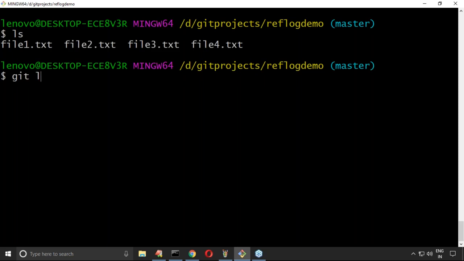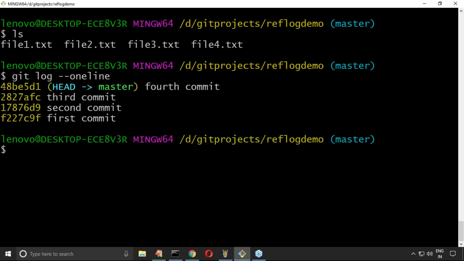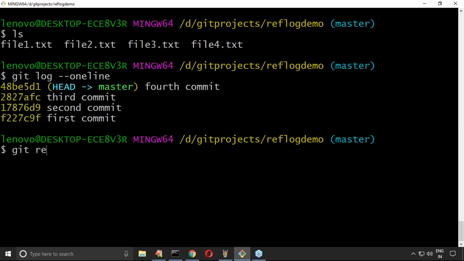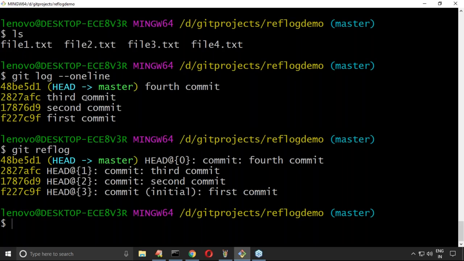Next, how many commits did I do, sir? Git log with the one line option. Now observe carefully, these are the commits. Now take very special care. Git reflog, the reference log. Is it the same or not? Yes, it is the same, but some extra counter information is also there by default. The most recent operation is available at HEAD@{0} and so on.